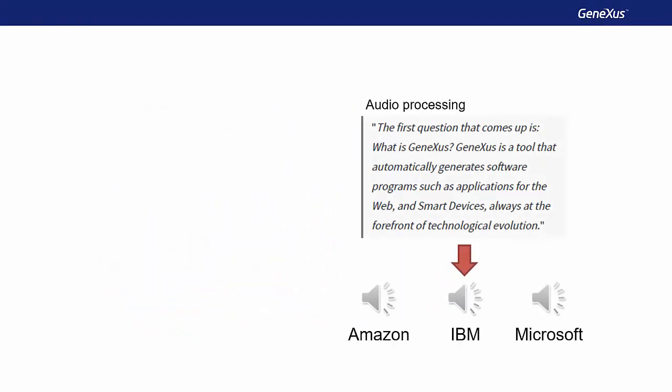In the following example of audio processing, we'll see how a digitized voice reads the text aloud. We can choose to use a male or female voice.